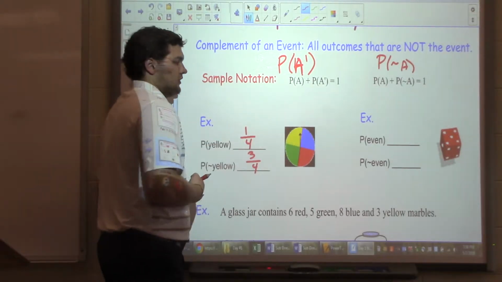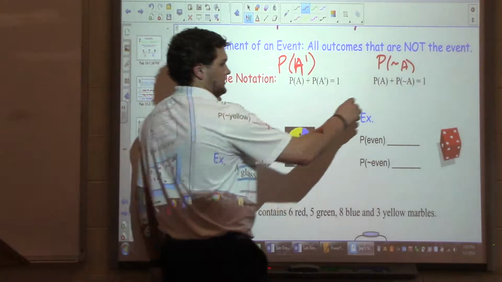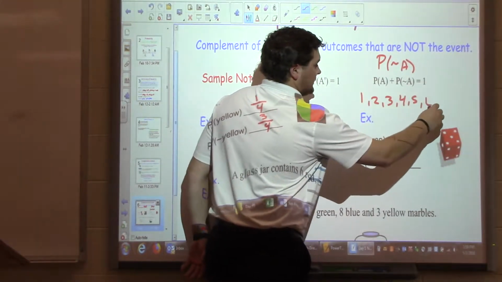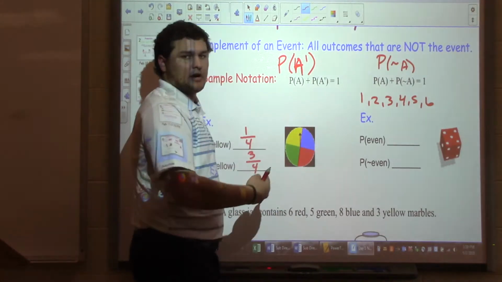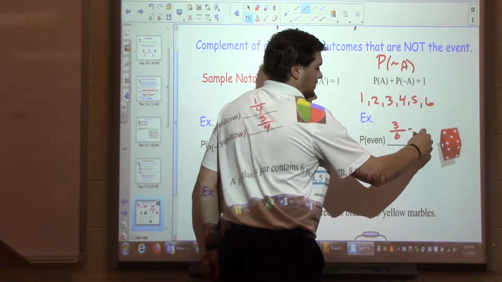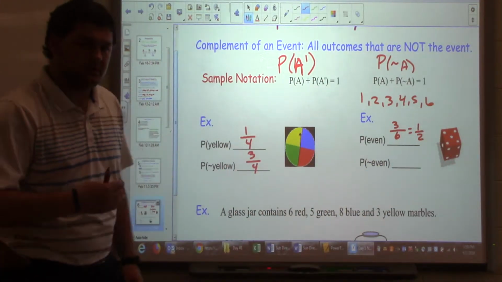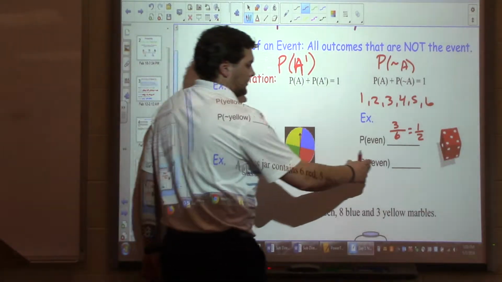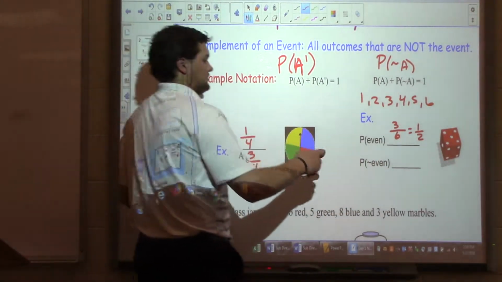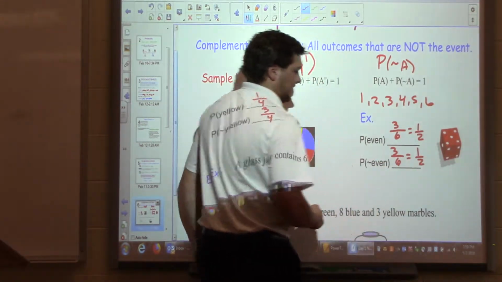So, example, the probability of rolling an even number on a die. Well, on a die there's 1, 2, 3, 4, 5, and 6. 3 of them are even. So 3 out of 6, which is equal to 1/2. You need to reduce your fractions. Right? We always reduce our fractions. So the probability of not even, the only outcomes we have then are odd. Well, there's 3 out of 6 of those as well. It also equals 1/2.